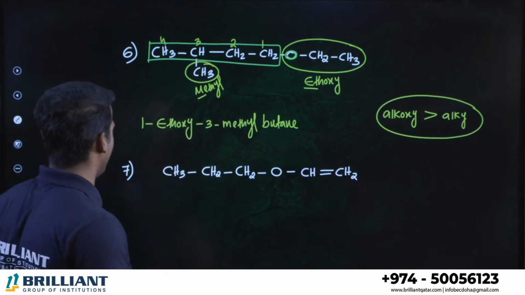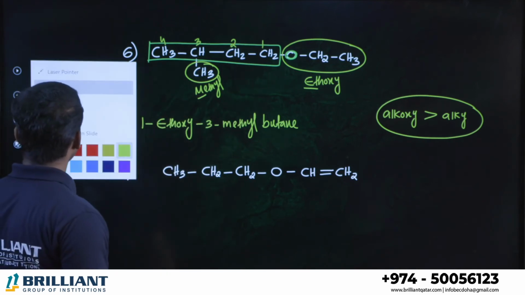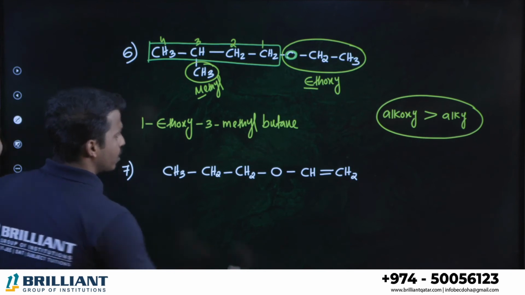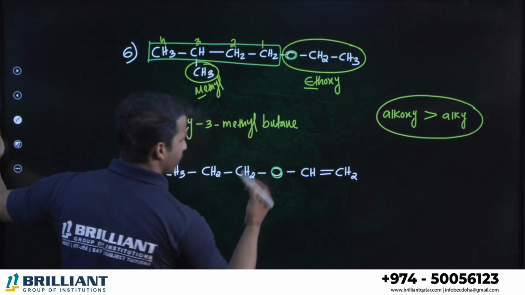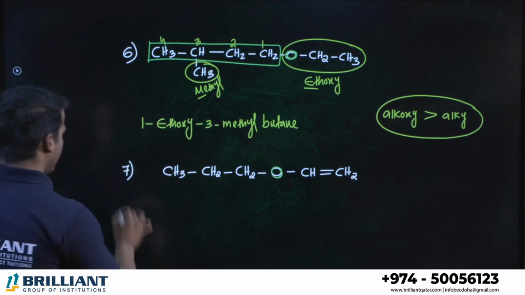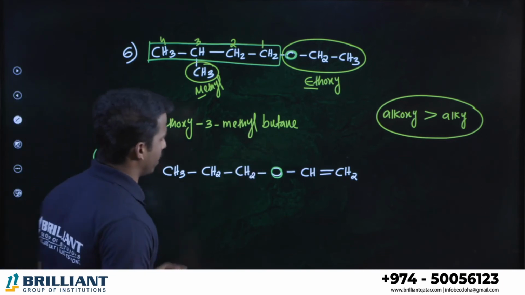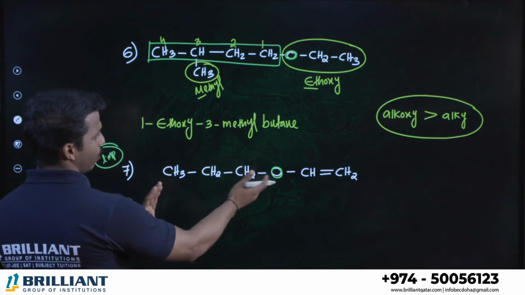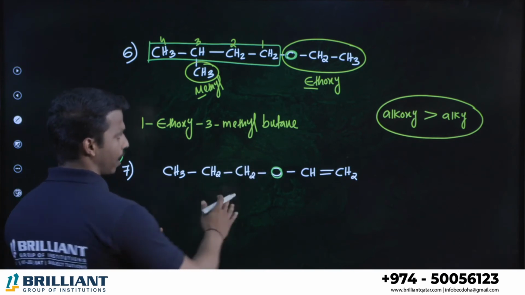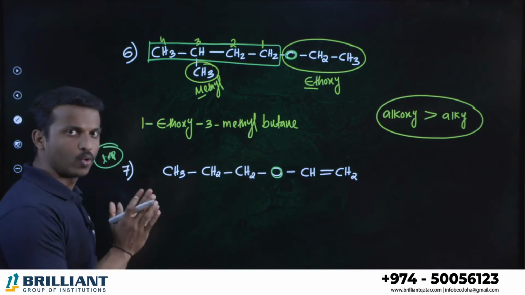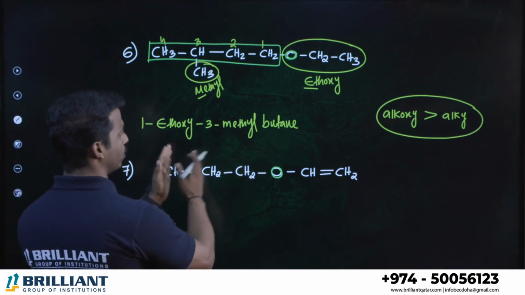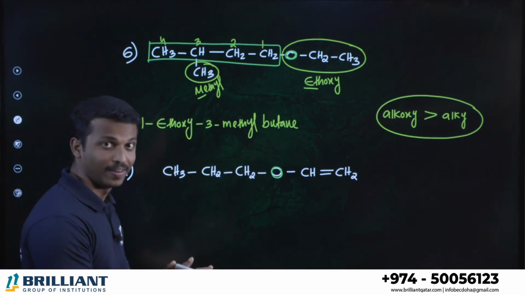Clear all? Okay. Question number 7. In question 7, where is the oxygen? Yes, here is the oxygen. Be careful with this question, okay? It's important. In this question, how many carbons are on the left of the oxygen? 3 are there. On the right side 2 are there. As per the rule we studied, you would think this is the parent chain, but that is wrong here.